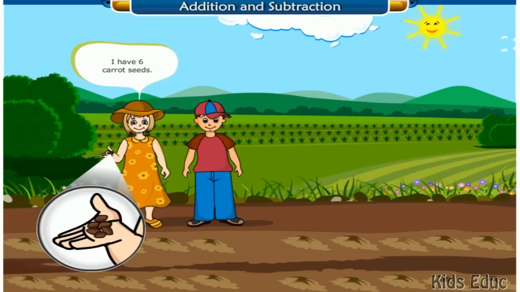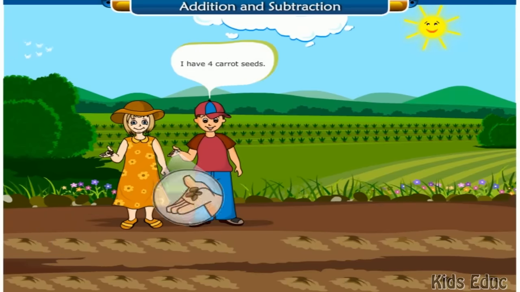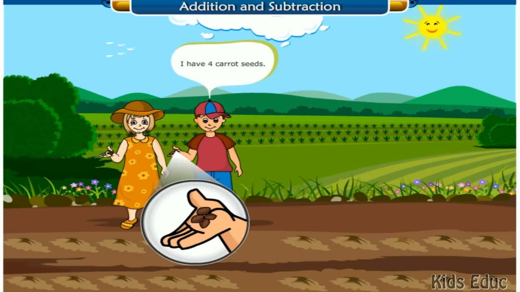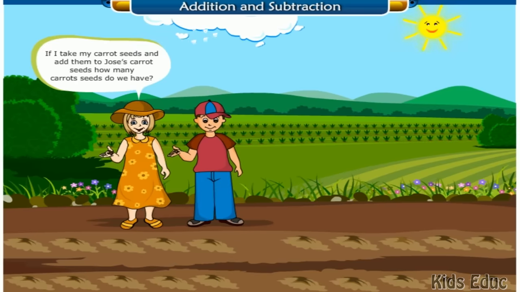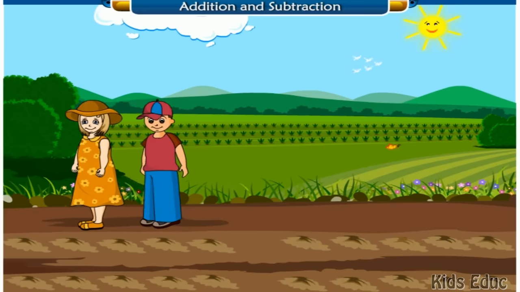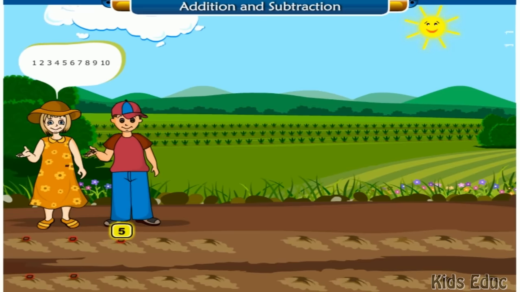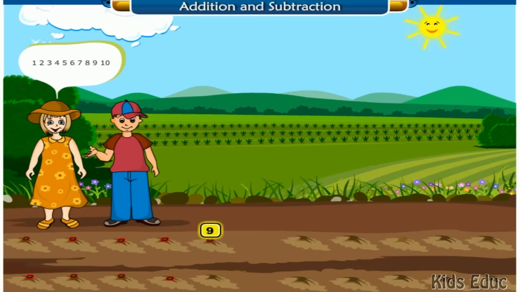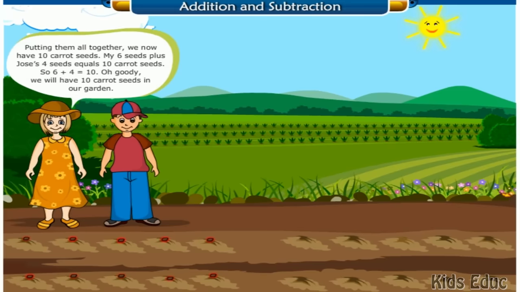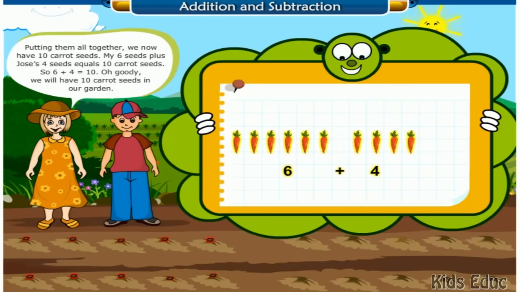I have 6 carrot seeds. I have 4 carrot seeds. If I take my carrot seeds and add them to Jose's carrot seeds, how many carrot seeds do we have? 1, 2, 3, 4, 5, 6, 7, 8, 9, 10. Putting them all together, we now have 10 carrot seeds. My 6 seeds plus Jose's 4 seeds equals 10 carrot seeds. So 6 plus 4 equals 10. Oh, goody! We will have 10 carrot seeds in our garden!